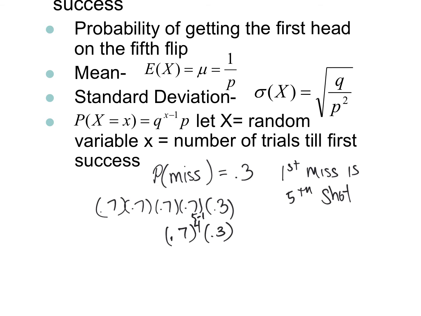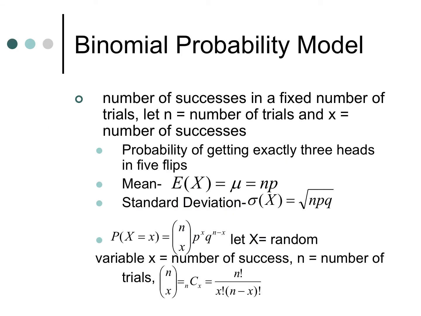So x is the number of successes. So binomial is a situation where you have a fixed number of trials. Right? It's that simulation we did where, what's the probability she makes 3 out of 5? And we did 5 shots and counted how many times she made the basket. Right? So what's the probability that this basketball player who has a shot percentage of 0.7 makes 3 out of 5 attempts? A fixed number of trials.